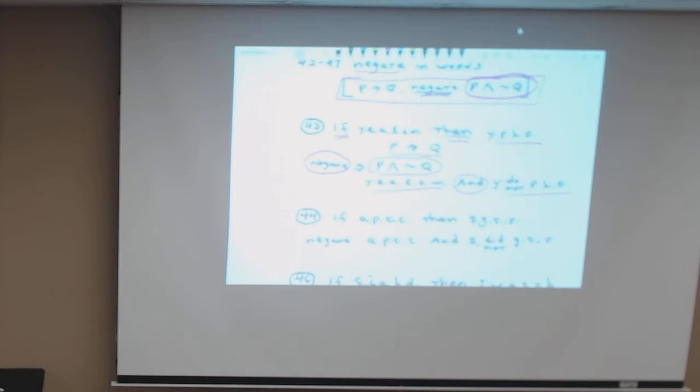My goodness. Number 44. If Alice passes the test, then she gets the job. Now, I'm supposed to negate that. So what do I say? Alice passed the test, and she did not get the job. That's a bummer. But that's what it means. This if-then is negated by simply making the first statement, the P statement, and the negation of the Q statement, and putting and in between.